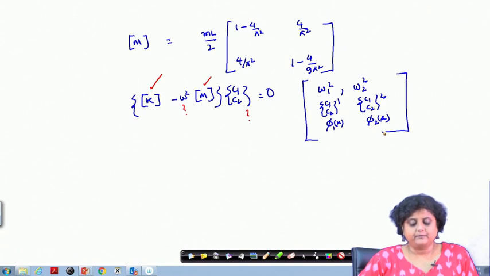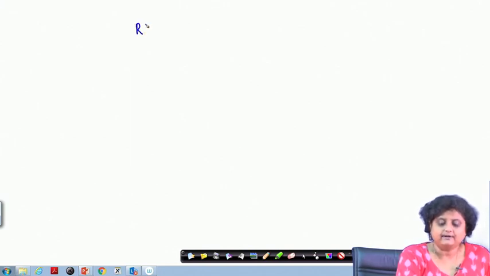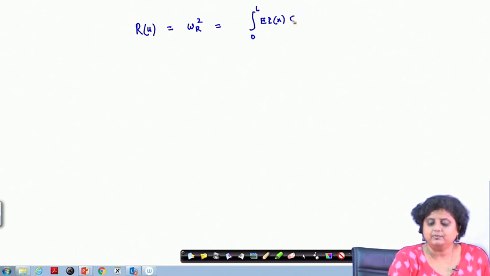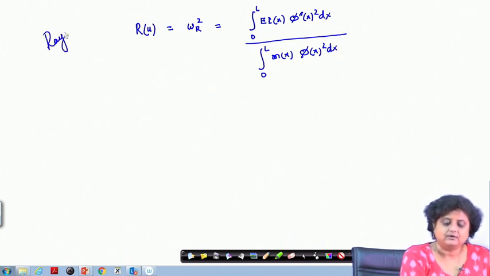So, this was for a bar undergoing axial vibration. Now, if we quickly look into what the Rayleigh's quotient would be for a Euler-Bernoulli beam, you can find out the kinetic energy and the potential energy, and you will see this would be nothing but the integral of phi double dash x whole square dx divided by the integral from 0 to L of m x into phi x whole square dx. So, this is Rayleigh's quotient for Euler-Bernoulli beam.